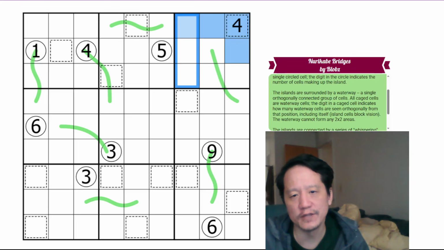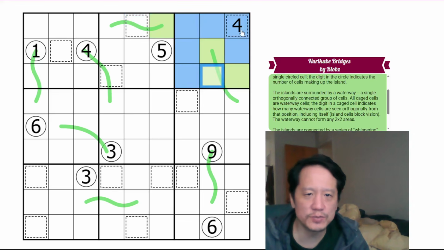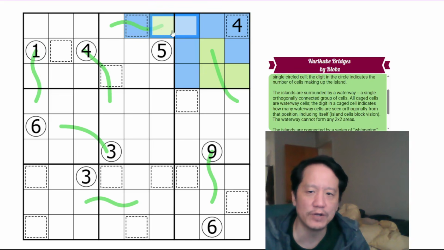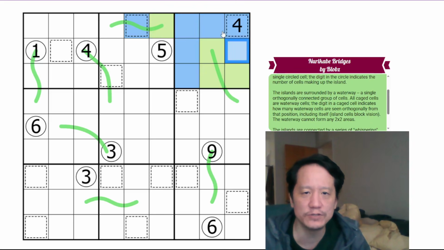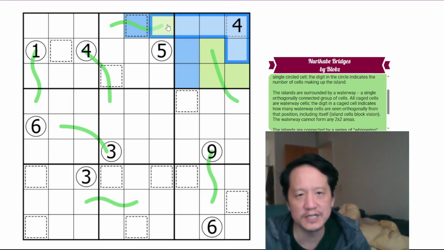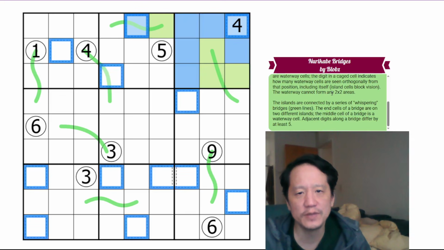I guess it could do something like that, right? And then this is land. So this is possible, something like this. And then this is land. So even if this is water here, it does not see that cell because land cells block vision. So it sees itself, 1, 2, 3, 4. It does not see anything past this land cell, and doesn't see anything past that land cell. So this is an example of how the islands work and the digits in the cages.